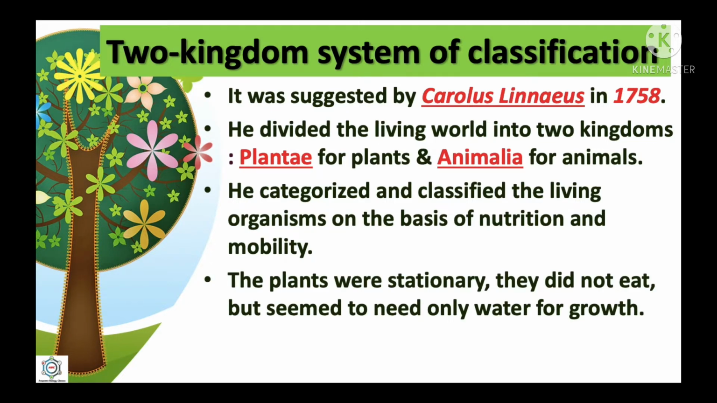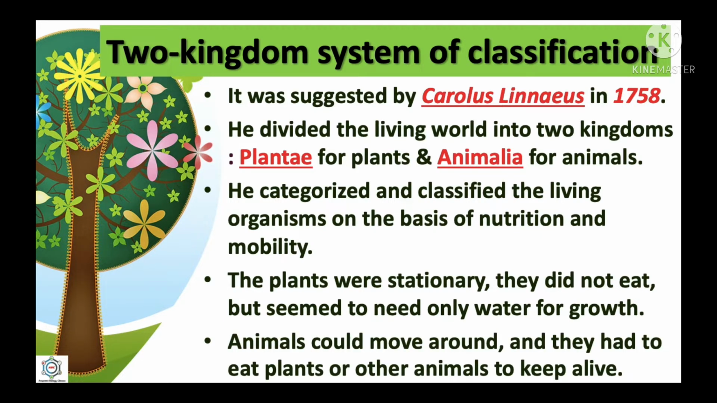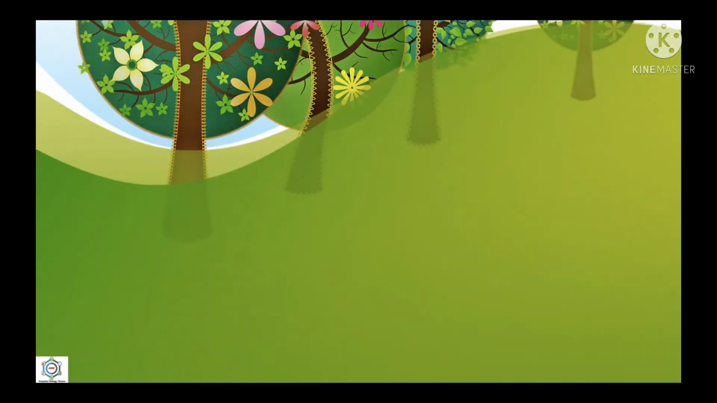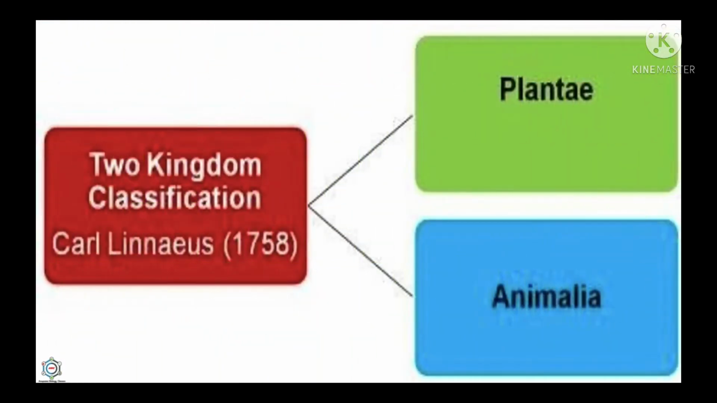The plants were stationary, they did not eat, but seemed to need only water for growth. And the last is, animals could move around and they had to eat plants or other animals to stay alive. So a two-kingdom system of classification was developed with Plantae and Animalia kingdoms that included all plants and animals respectively. This system was in use until recently.